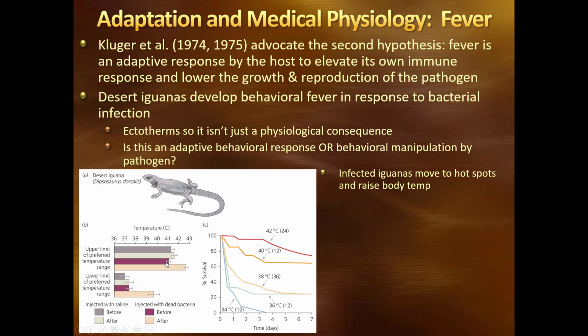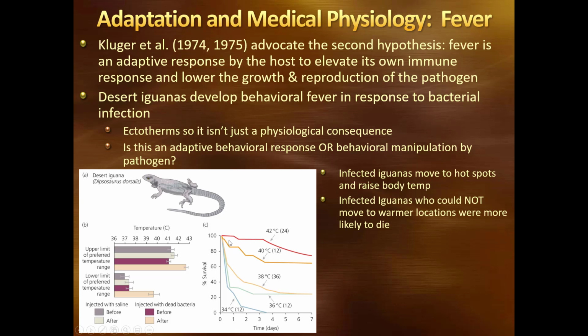Here we see that before injection and after there are significant differences. Those that were injected with bacteria definitely seek out warmer locations, both on the highest end of the spectrum, the upper limit that they preferred, and down here on the lower limit that they preferred. So those that were injected with bacteria definitely sought out these warmer environments. The second thing we can ask is, what was the consequence of seeking out those warmer environments? We see over here in the far right the environments that they were allowed to seek out, and then what the survivorship is for those individuals.